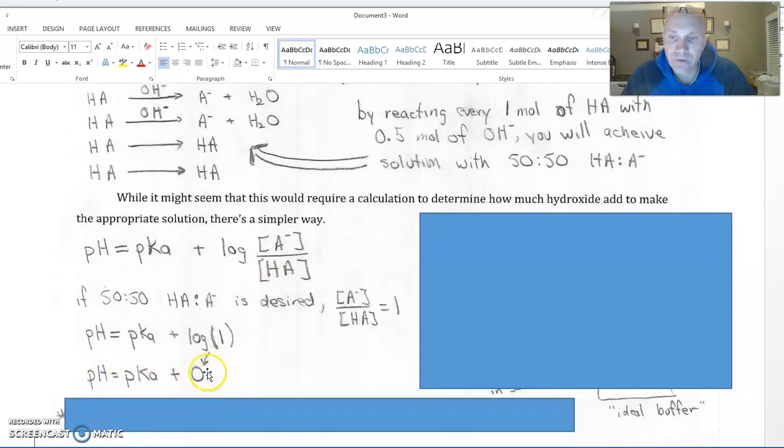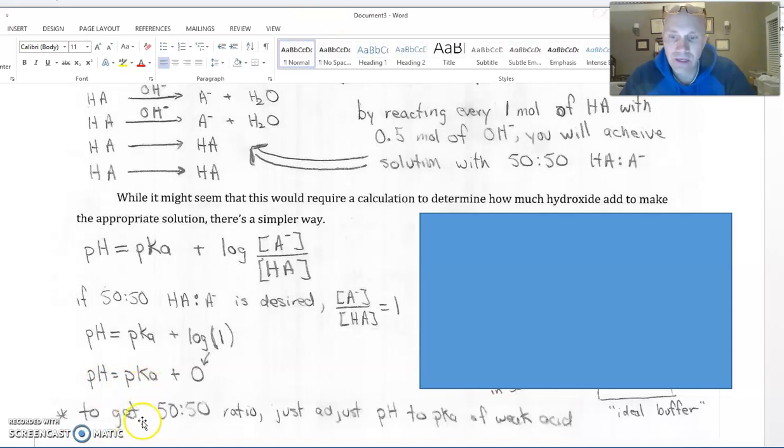So what this says is that in order to have a 50-50 ratio between these two chemical species, that's going to happen when the pH is equal to the pKa. So in order to get that 50-50 ratio, you just take your solution and adjust the pH to make it so that it's the pKa of the weak acid.